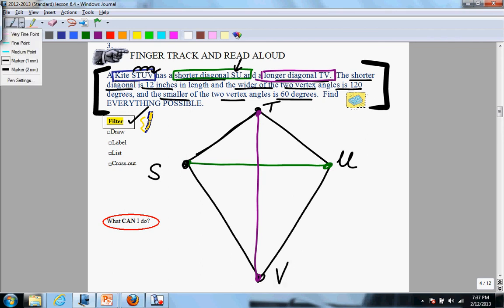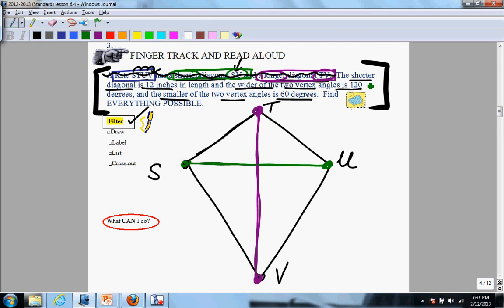Now let's check to see if our dimensions match. SU is shorter. Trace it, S to U. And TV is longer. TV. Okay, it matches. So now we cross it out. We've taken care of that.